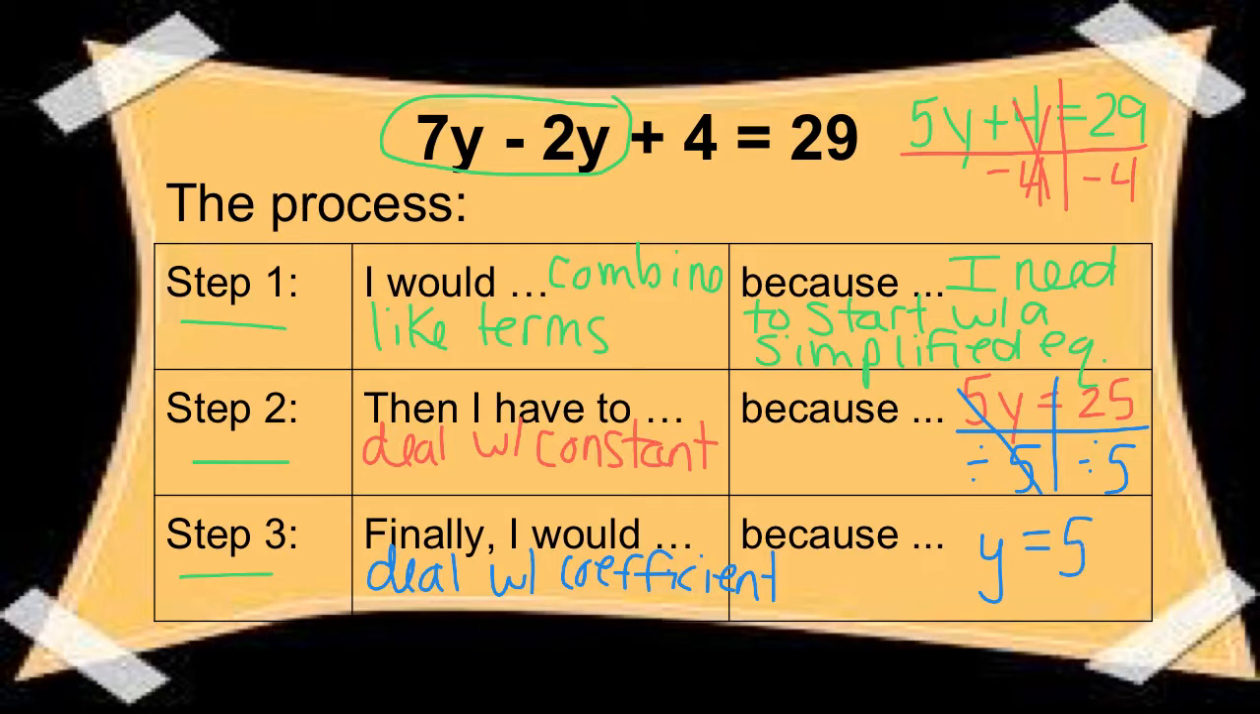For us to make sure that that's right, though, I'm going to put a 5 in there, and I'm going to put a 5 in there just to make sure. So that makes this 35 minus 10 is 25. 25 plus 4 is 29. So I have the correct solution.